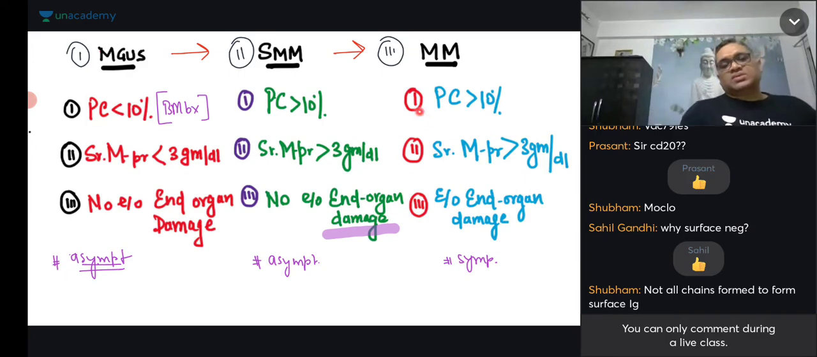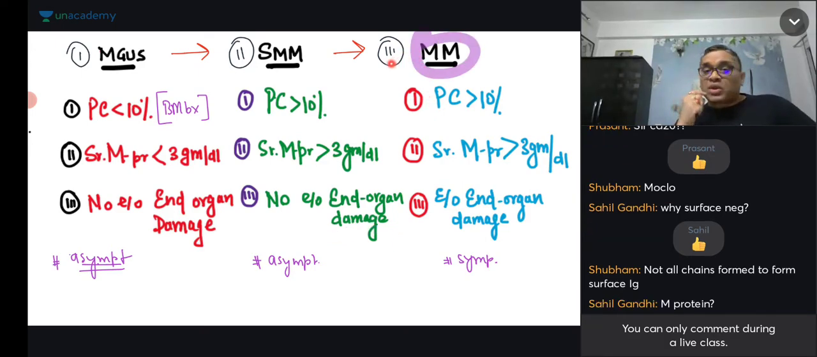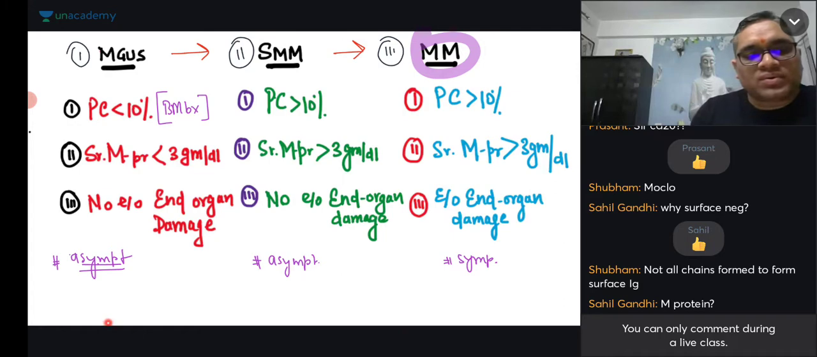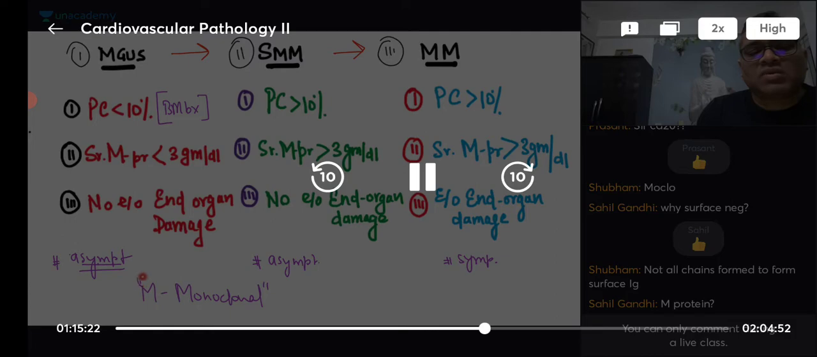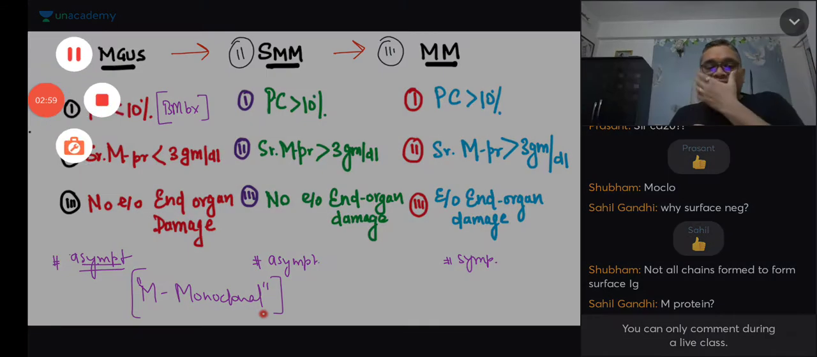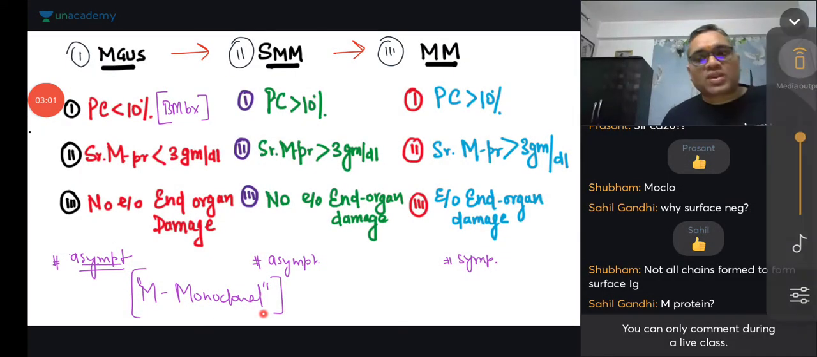So now understood. How does multiple myeloma differ? M protein is the monoclonal protein. I have told you. M means monoclonal. You remember I was telling you, kappa or lambda chain only, right? Either kappa or lambda. So this is the monoclonal protein, the light chain forming protein, right?